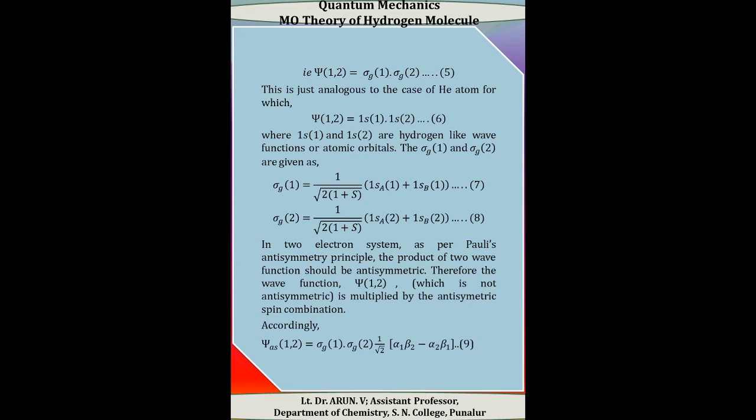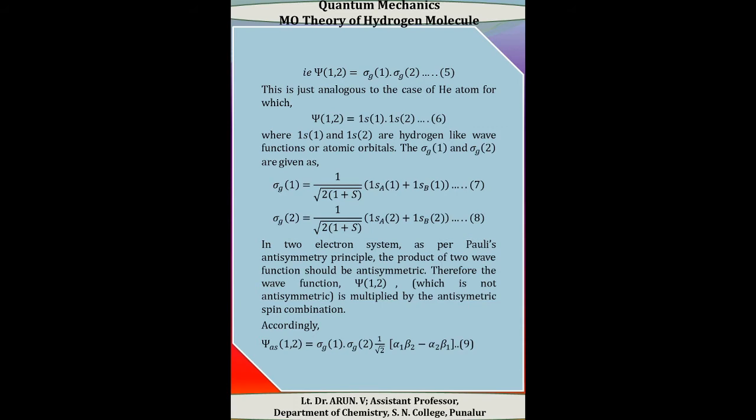Therefore, sigma g1 and sigma g2 are given as sigma g1 equals 1 by root of 2 into 1 plus S, into 1s a1 plus 1s b1. Sigma g2 equals 1 by root of 2 into 1 plus S, into 1s a2 plus 1s b2.